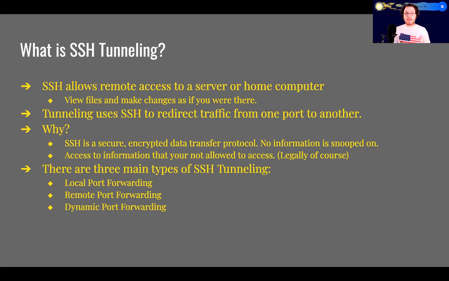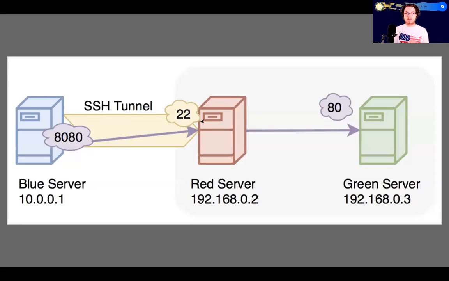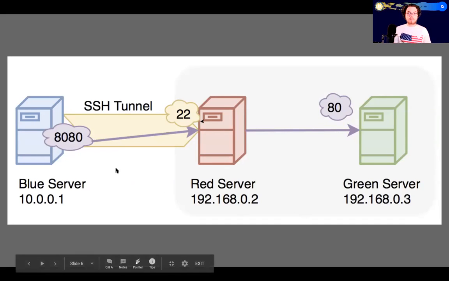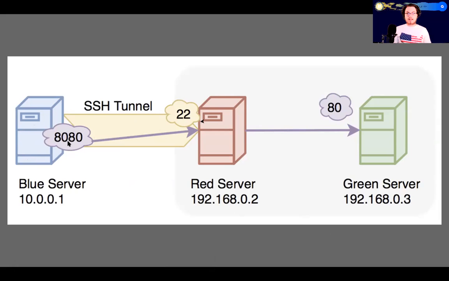I'll go into those after I show you a quick diagram of how SSH tunneling works on a really basic, simple layman's term level. So, say we have this blue computer here, and that computer has an IP address of 10.0.0.1. Totally different from this one here, 192.168, and same for that one. They're totally different. But this blue computer wants to access information or grab a website. It wants to grab a website from the green server.